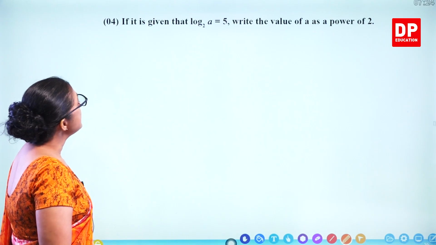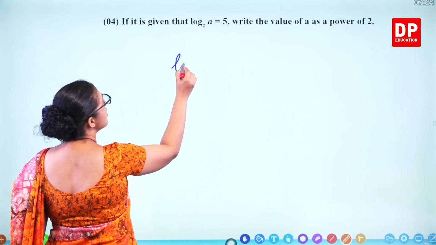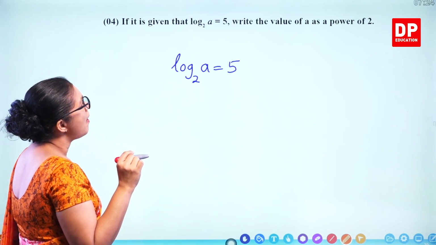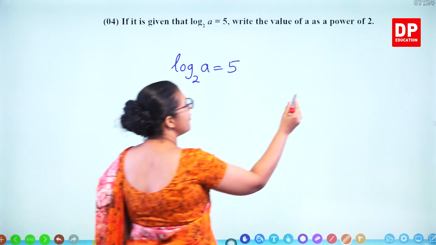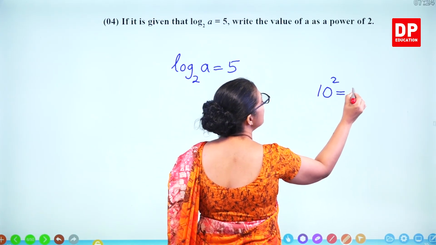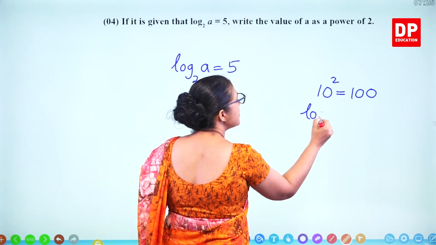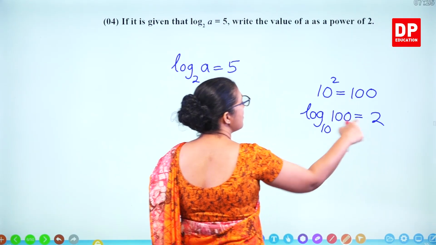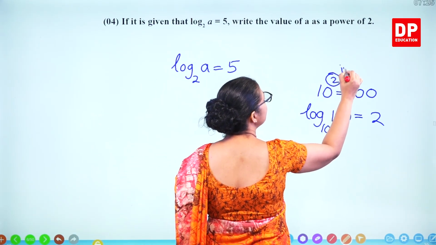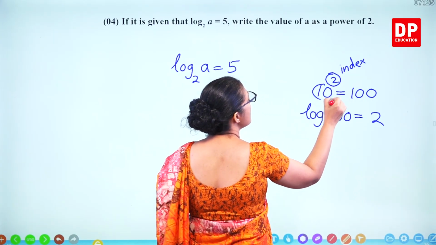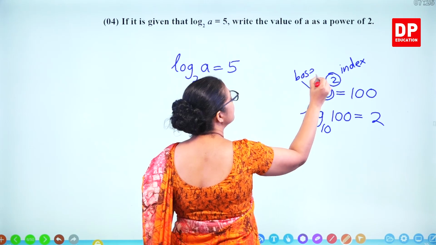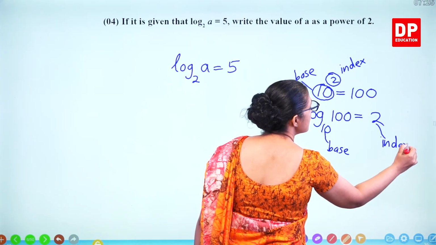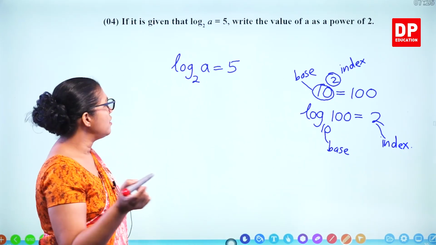Question number 4. If it is given that log 2a base is 5, write the value of a as a power of 2. You know already, if it's 10 squared, that means 100, 10 times 10. So you can write this in log notation, base here, number here, and the index goes there. So this is index, this is the base. So here base is here, index is here. So if you know this index notation and log notation, you can easily do this.